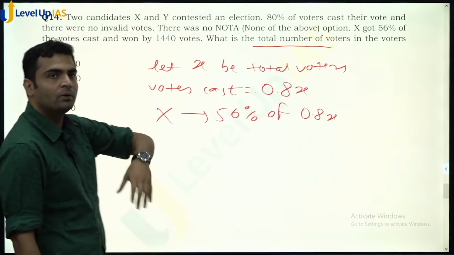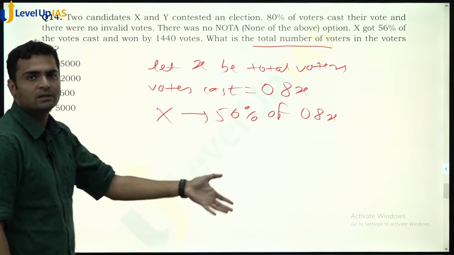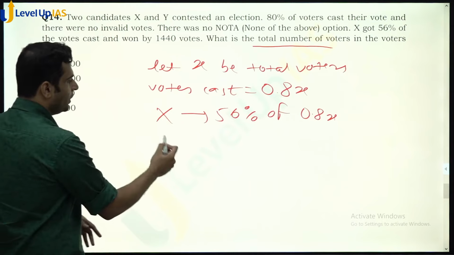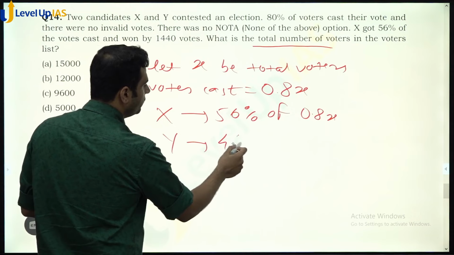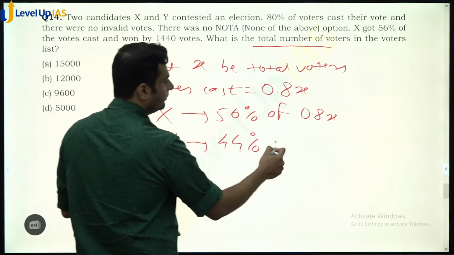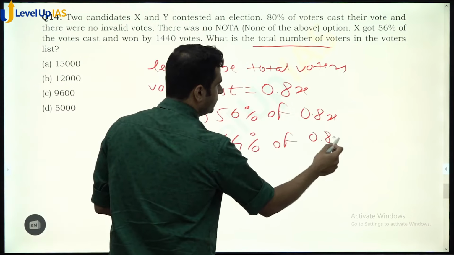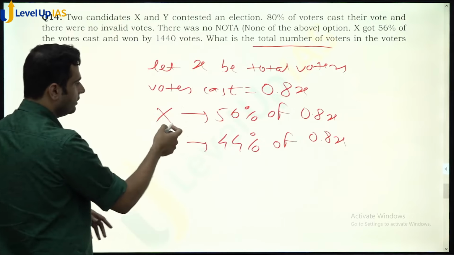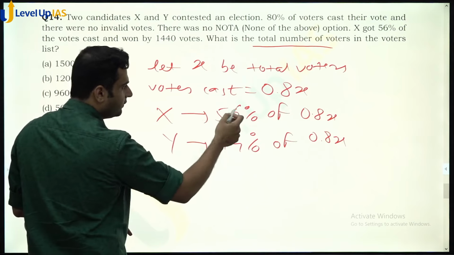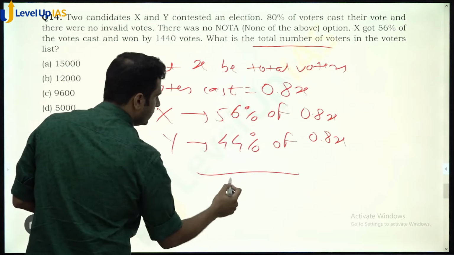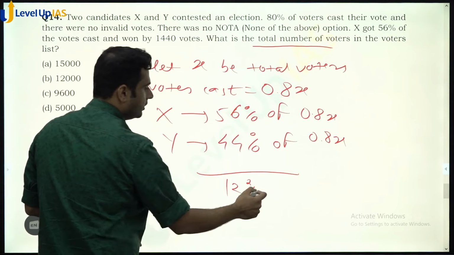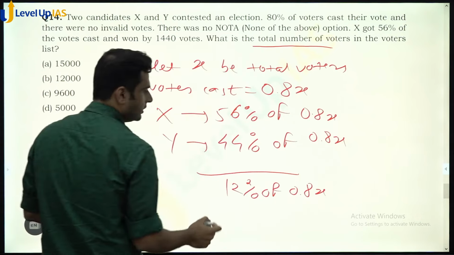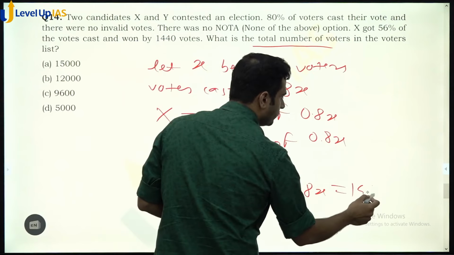Basically, x can only get votes of those who have cast their votes, not of those who have not even come to polling booths. So y would automatically get 44%. And what is given? X won by these many votes. So how many votes? X won by 56% minus 44% is equal to 12% of 0.8 x votes, which is given as 1440.